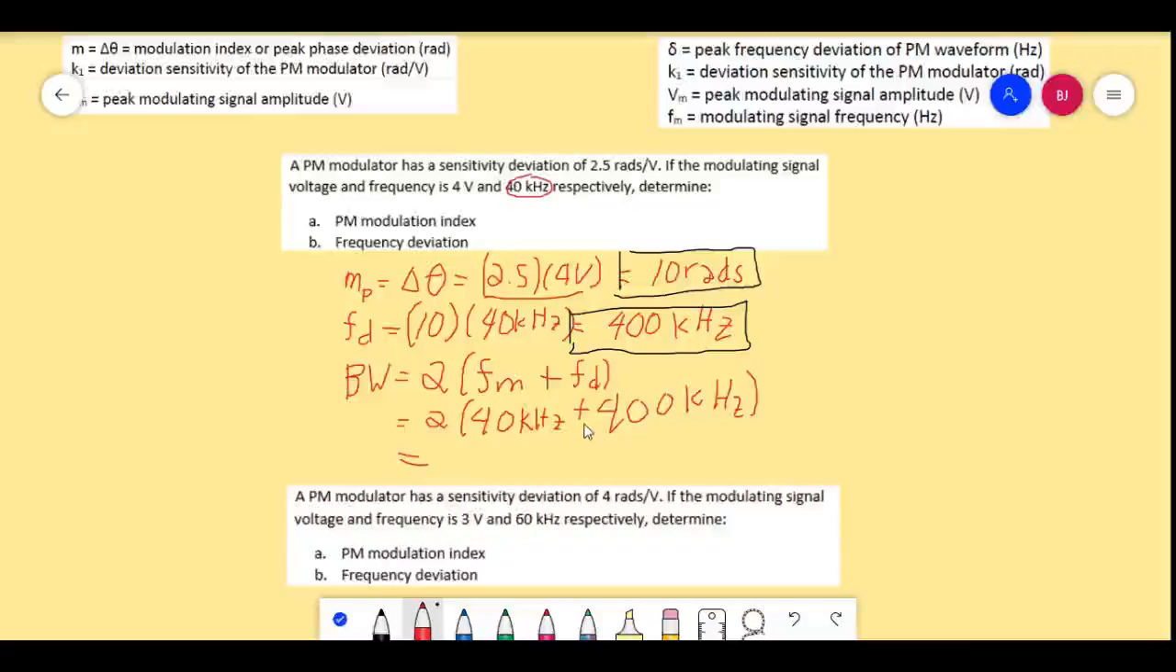So 40 plus 400. Again, they have the same prefix of kilo, so it is okay to add them together. But again, be warned that if they don't have the same prefix, you have to take into consideration their prefix before adding. In this case, 40 plus 400 would be 440 times 2. That would be 880. And we just keep the unit and prefix, which is kilohertz.